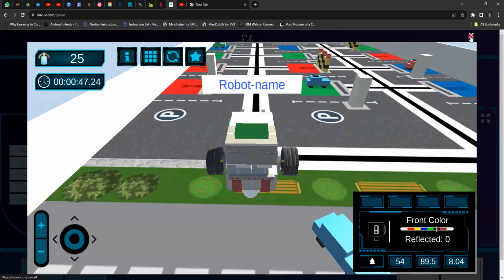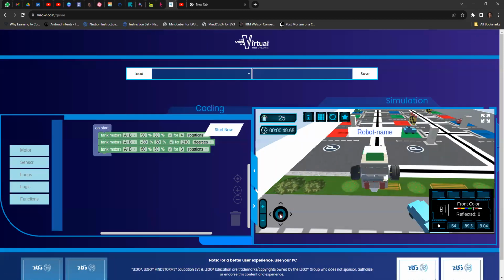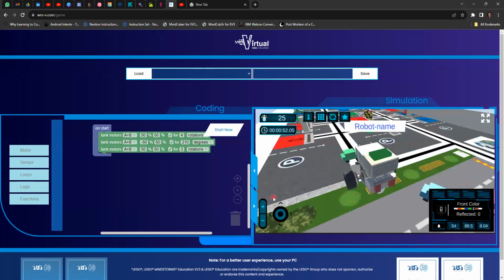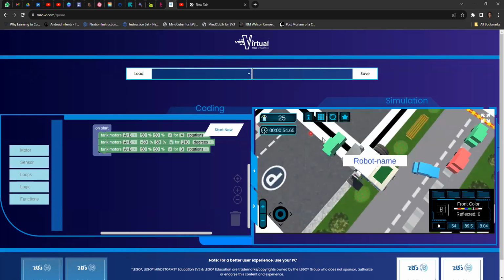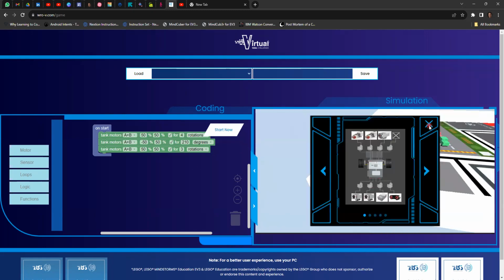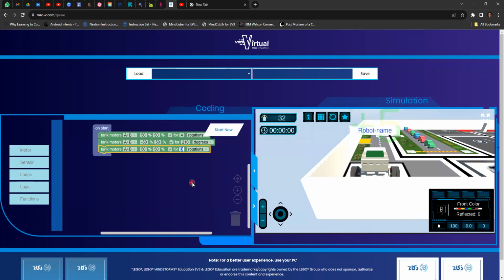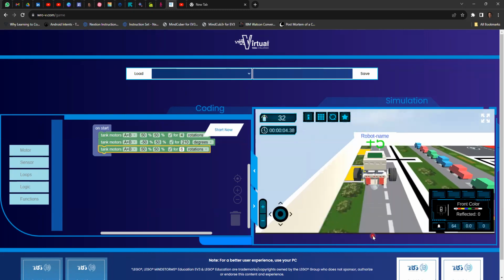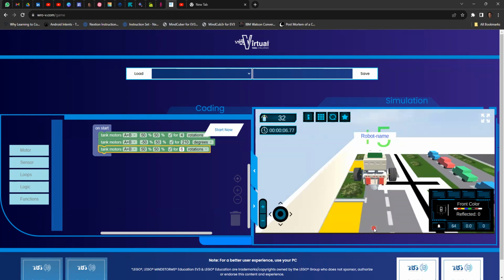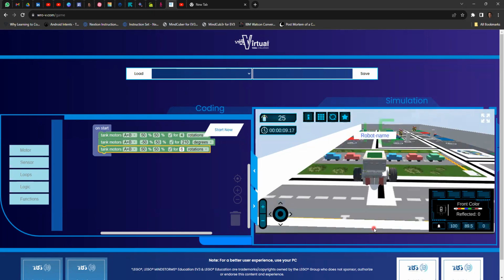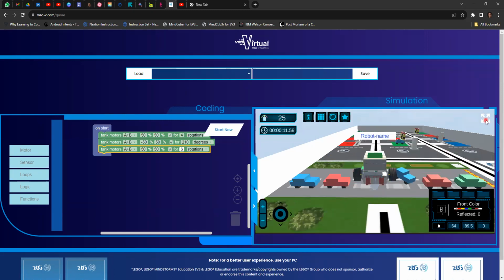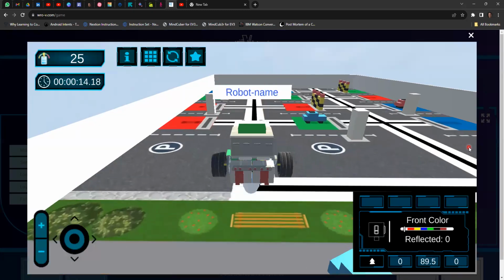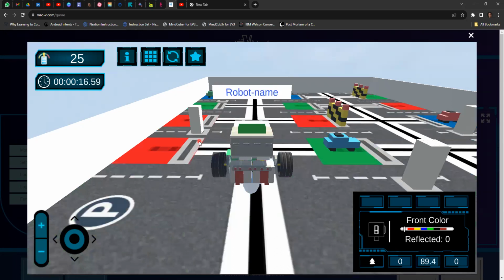So I need the robot to move forward more. Let's see how much distance is needed. Like 3 more rotations, right? So now, instead of 3 rotations, I'll take it 6 rotations forward. So let's try this out. So we will take the green car and move it all the way until we reach this area.